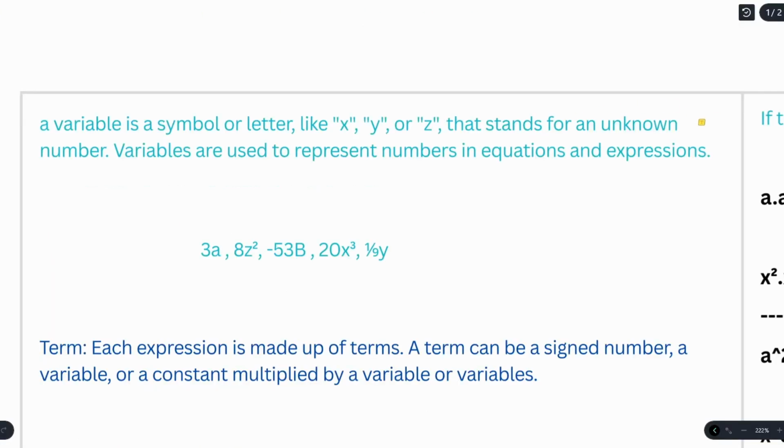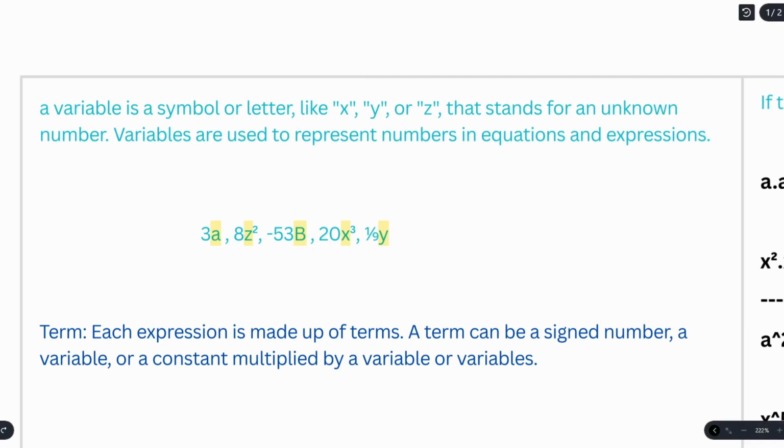A variable is a symbol or a letter like X, Y, or Z that stands for an unknown number. Variables are used to represent numbers in equations and expressions. For example, in the expression 3a, the a is a variable. In 8z squared, z is our variable. In negative 53b, b is our variable. In 20x cubed, x is our variable. And in 1 over 9y, y is our variable.